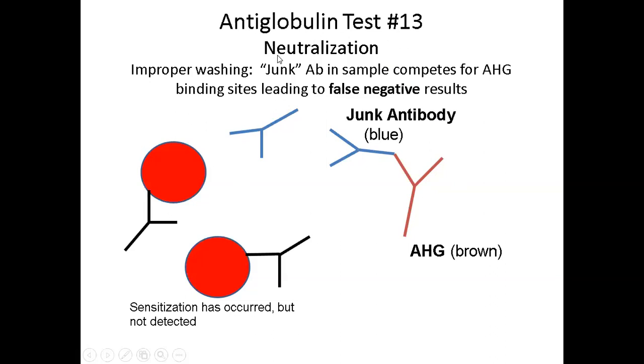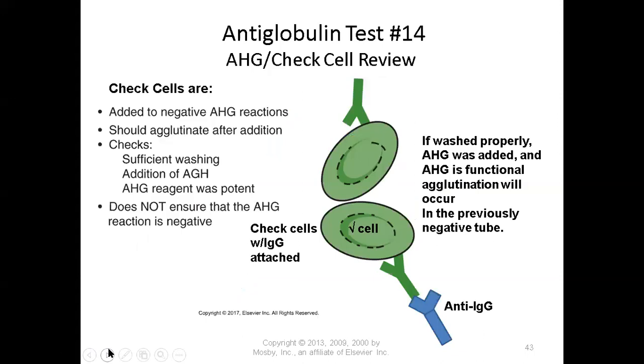So this is called neutralization because the 2 binding sites of our anti-IgG are taken up by the junk IgG antibody, so they're not available to bind to their target IgG that's actually coating a red cell. So in essence, sensitization has occurred in this tube, but we are not detecting it because our reagent was neutralized. So it looks like a false negative in our tube.